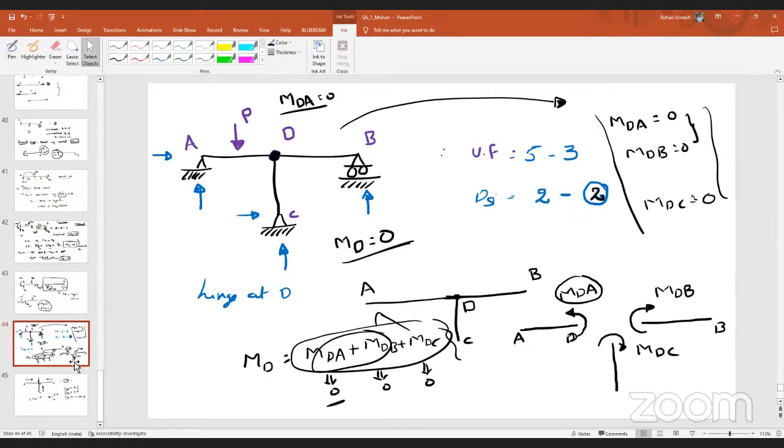Now in this case, what is the answer? After subtracting the equilibrium equations, 2 unknowns are there. Out of those 2 unknowns, as hinge is there at the joint, so 3 minus 1, 2. So that's why this is also a determinate case. Any doubts?